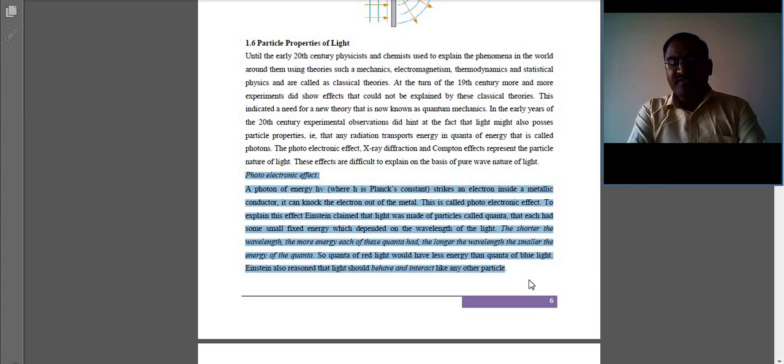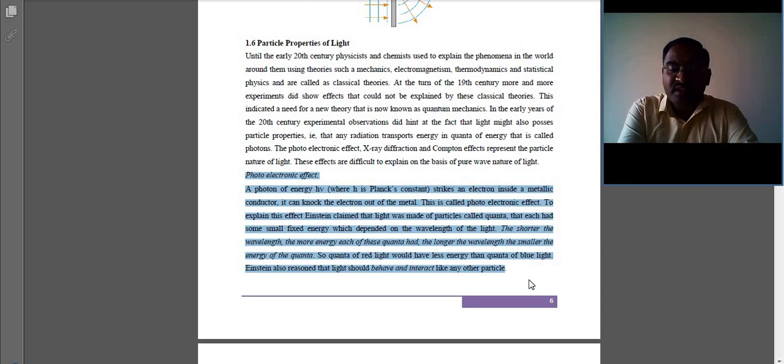To explain this effect, Einstein claimed that light was made up of particles called quanta, each of which had some small fixed energy that depended on the wavelength of light. The shorter the wavelength, the more energy each of these quanta had. The longer the wavelength, the smaller the energy of the quanta. So quanta of red light would have less energy than quanta of blue light.